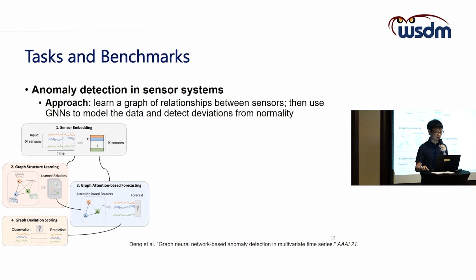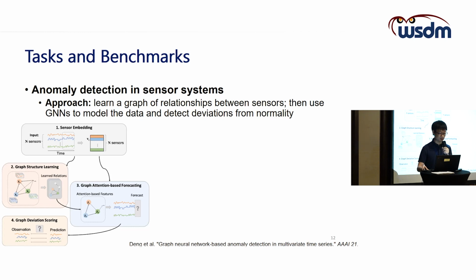So the goal here is that we have this time series sensor system, and it turns out that for this particular case, we don't start out with a graph. So we are actually trying to learn the graph as part of the algorithm. The way we do it is that we first try to learn a graph of the relationships between the sensors, so which sensors are highly related or correlated. And then after that, we use graph neural networks to try to model the data. In this way, we try to detect deviations from normality.